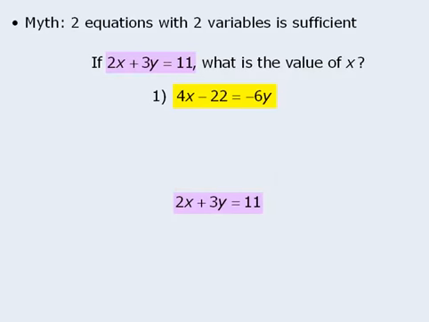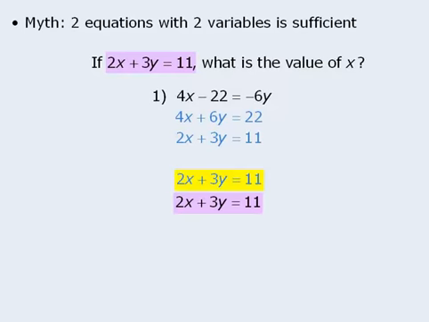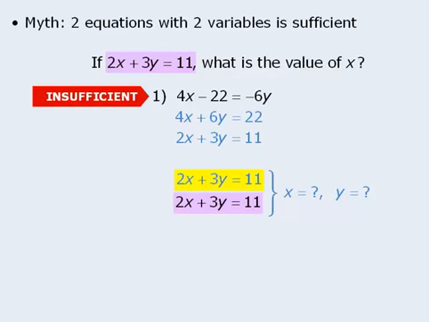If we take the equation from statement 1 and first rearrange the terms, and then divide both sides by 2, we see that our second equation is identical to the equation we were given. So while we may indeed have two equations with two variables, the two equations are essentially identical. As such, we cannot solve for x and y, in which case statement 1 is not sufficient.